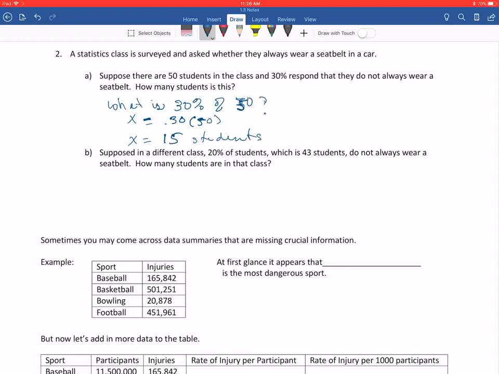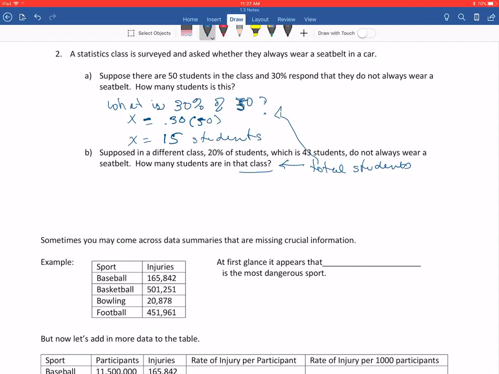Suppose in a different class, 20% of the students, which was 43 students, said they did not always wear a seatbelt. How many students are in that class? So they've asked a different question here. This is the total that we're looking for. So this is similar to the 50.